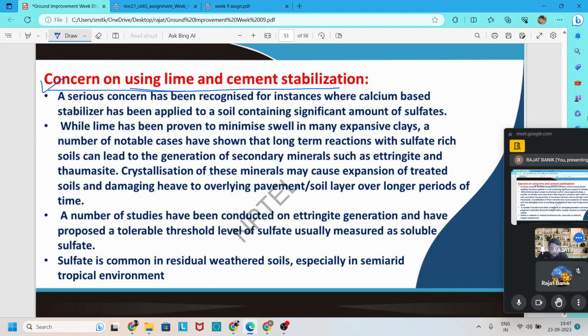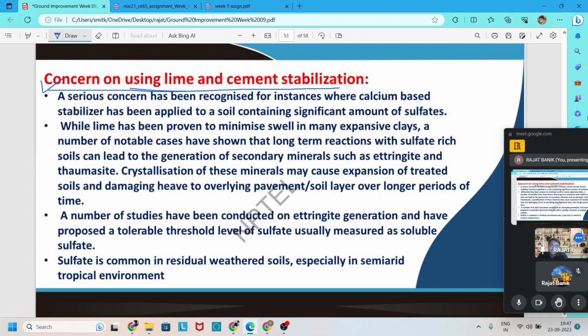address the sulfate amount, or we need to check the sulfate amount while applying this stabilizer in the soil. While lime has been proven to minimize swelling in many expansive soils, a number of notable cases have shown that long-term reaction with sulfate-rich soil can lead to generation of secondary minerals such as ettringite and thaumasite.